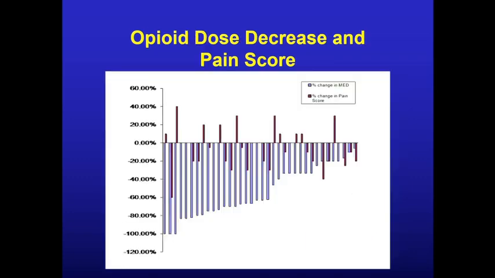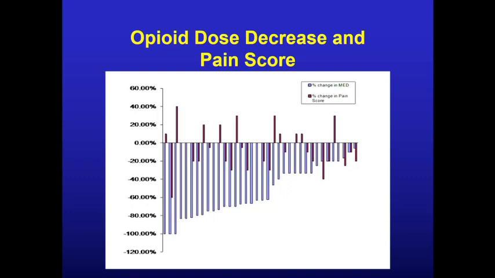But the next slide I find very fascinating, because this is a group of patients whose opioid dose decreased over time. Some of them actually tapered off entirely, as you can see, minus 100%. That means their opioid dose is tapered off. And when you look at the pain score change, most of them actually had a decreased pain score over time. This was done back in 2013.